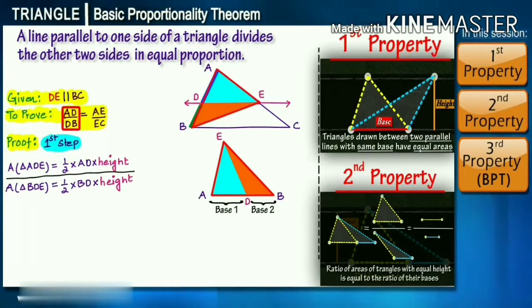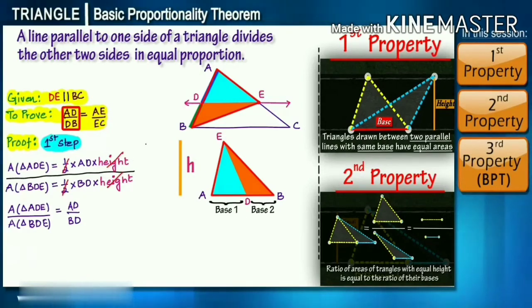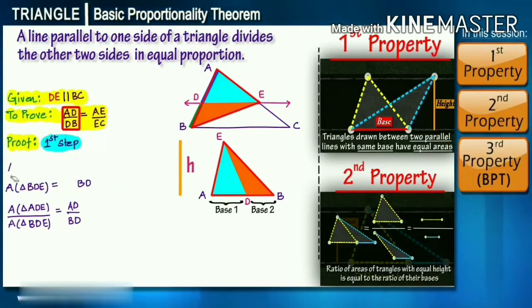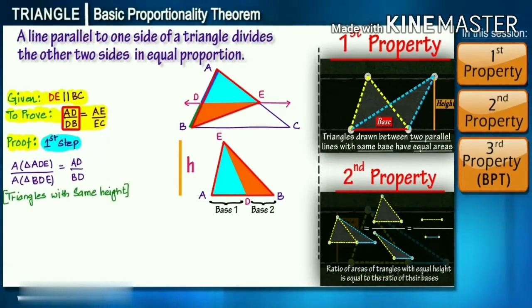So, ratio of area of triangle ADE by area of triangle BDE is equal to half into AD into height and half into BD into height. Since half and height are common, we can cancel it and we get the ratio of area of triangle ADE by BDE as AD by DB, which is the proof for the first part of this theorem.